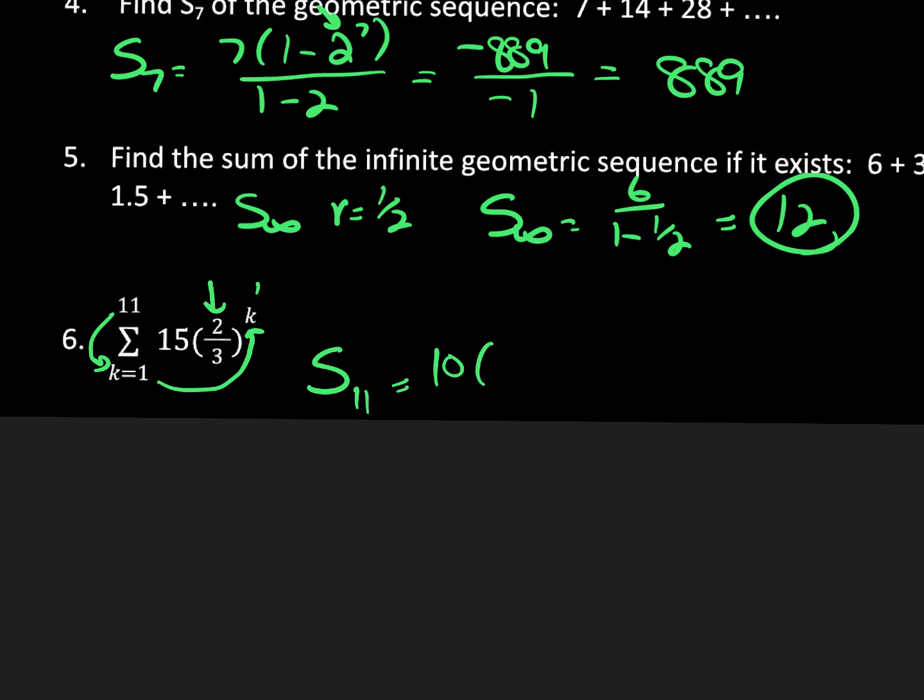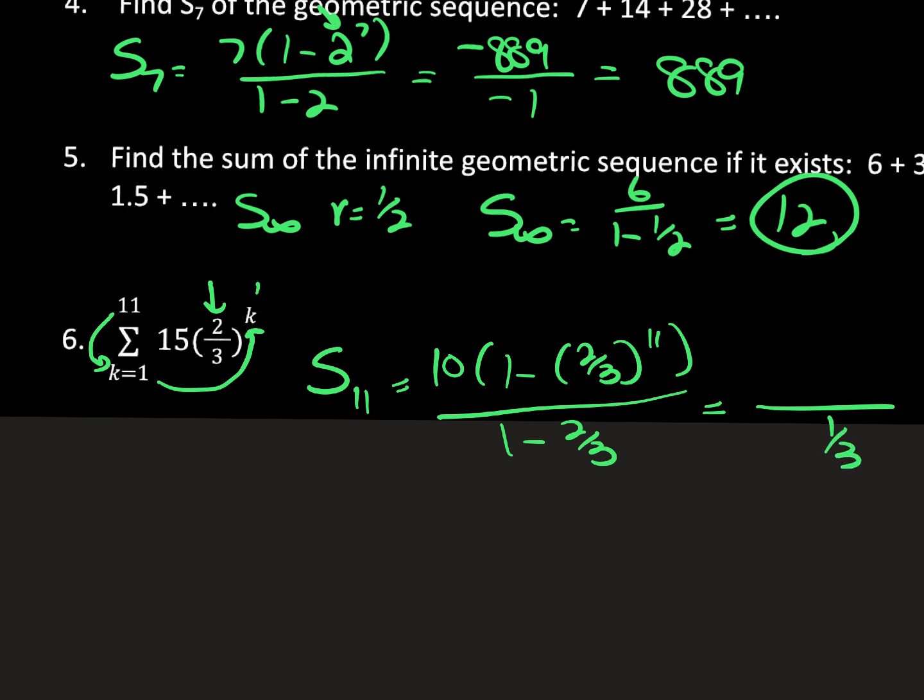Be careful there. 1 minus r. r is whatever the exponent goes with, to the 11th power, over 1 minus 2/3. Okay, so 1 minus 2/3 on my denominator is 1/3. I know that. I need to punch in that numerator real quick. All right, when I punch that numerator in, I'm getting like 9.8843. Big old decimal right here.